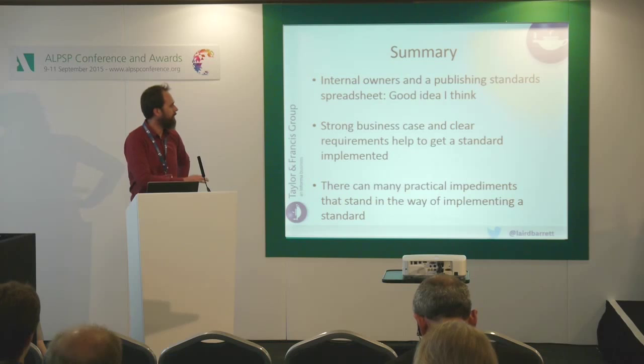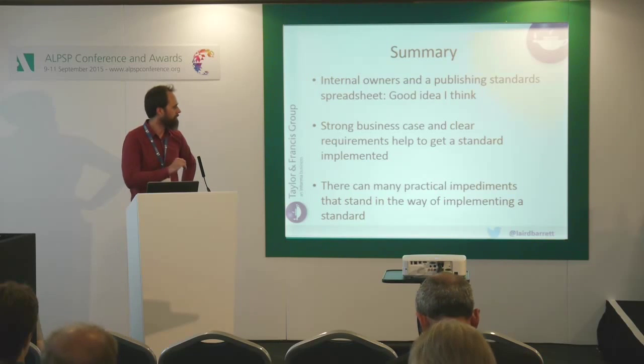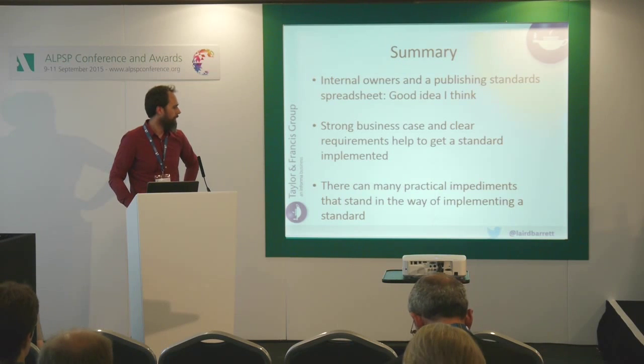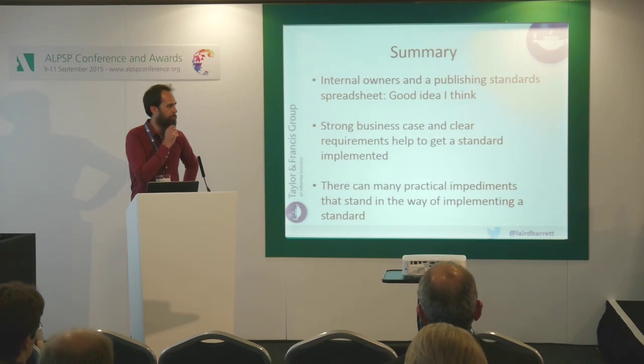Okay, I think I'm definitely out of time, so just to quickly summarize, an internal owners and publishing standards spreadsheet is an excellent thing to do, I think. Having a strong business case and clear requirements to help get a standard implemented is also very useful and important. And I think there can be many practical impediments that stand in the way of implementing a standard, unfortunately, and that's probably what we're running up against when it comes to the access and license indicator standard.